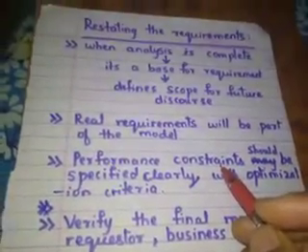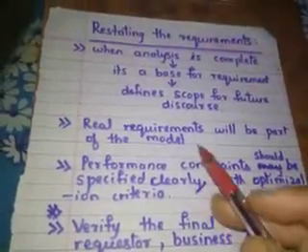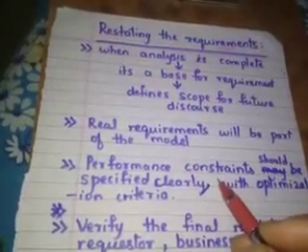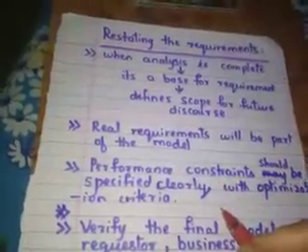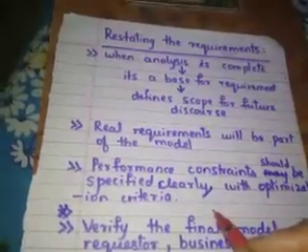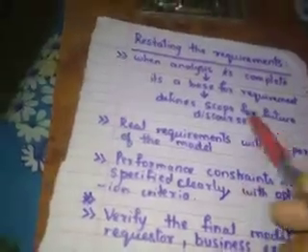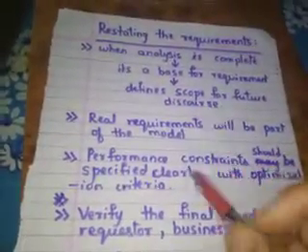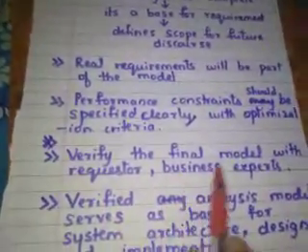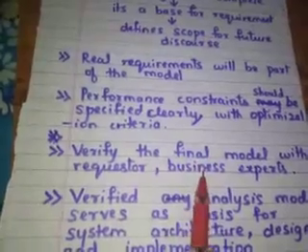That is, say an ATM machine helps us in withdrawing the amount. That is the operation. But the performance is that within a second I want this operation to happen, right? It should not take hours together to just give me 1000 rupees. So that is the performance constraint. So once the requirements are ready, we will attach the performance constraints to them. Then we verify the final model in consultation with the requesters and the business experts.